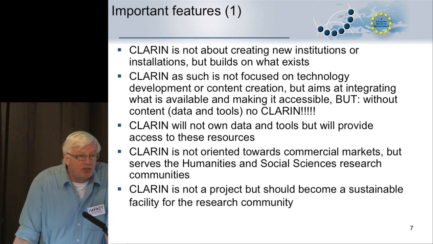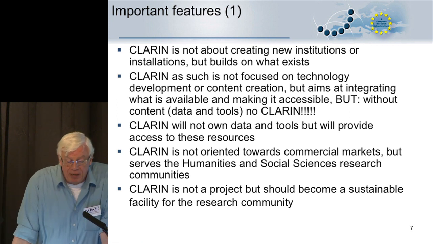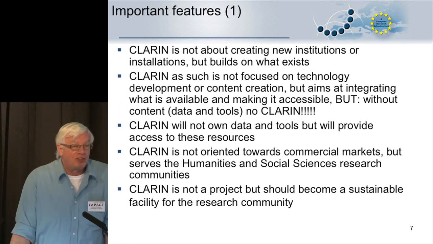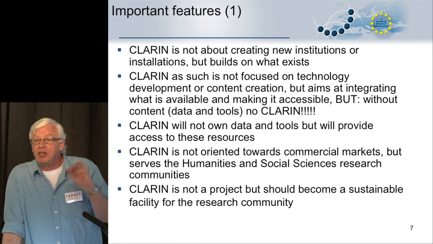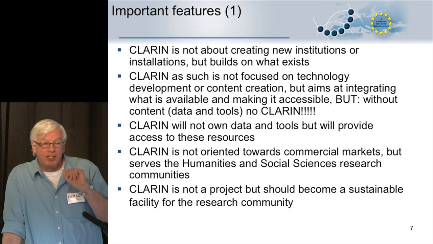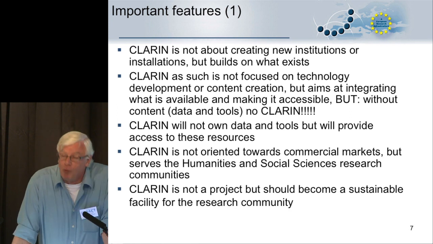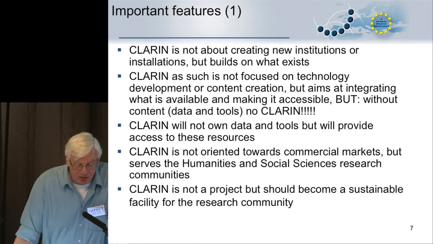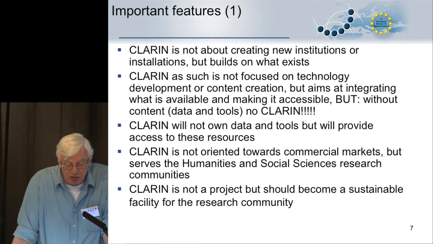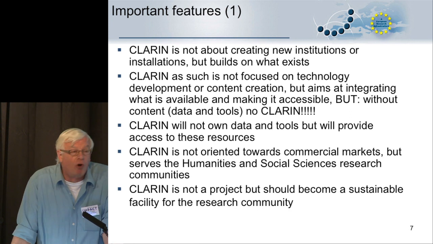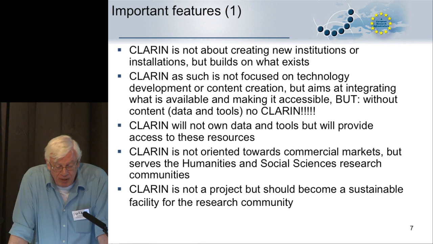We want to integrate in this whole infrastructure whatever is there. But of course, if we would just focus on this infrastructure in which things can be integrated, and there's no content, there's no reason for Clarin to exist. So the content is essential, it should be there, but Clarin is not responsible for the creation of content. Will not claim money for the creation of content. Clarin will not own the data and tools that they want to give access to. They will just provide access because all the material remains in the owner's ownership.